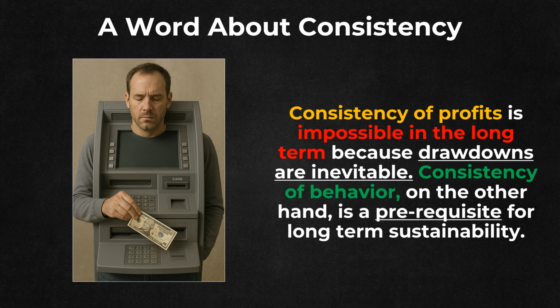So consistency of profits in the long term is an illusion because drawdowns are inevitable. It's only possible in the short term, but consistency of behavior is not only possible, but a prerequisite for long-term survival. So remember, consistently profitable means consistency of behavior that leads to overall profit in the long term, with many losing streaks and drawdowns along the way.